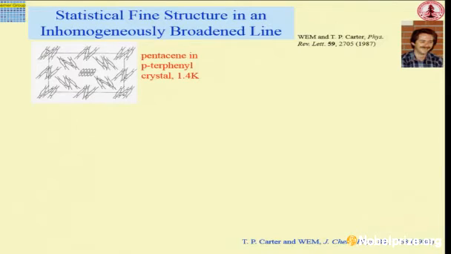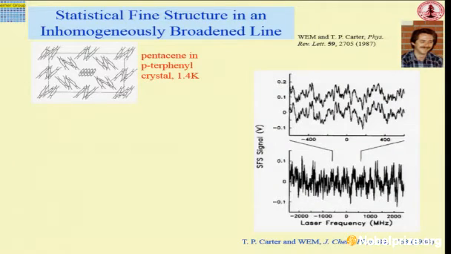So with Tom Carter, my postdoc, we first found the right material to do it. Pentacene molecules doped into a paraterphenyl crystal. And here's what the data look like. Here's a piece of the inhomogeneously broadened line, and you can see this amazing fine structure. Here's a blown up part of it where I show one measurement and then another measurement sometime later, and you see exactly the same structure. This is not noise. It's not something that's changing with time here, but it's a spectral roughness.